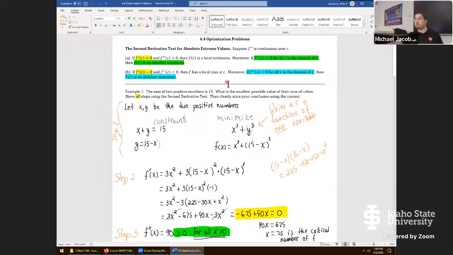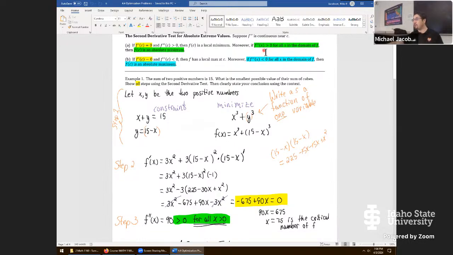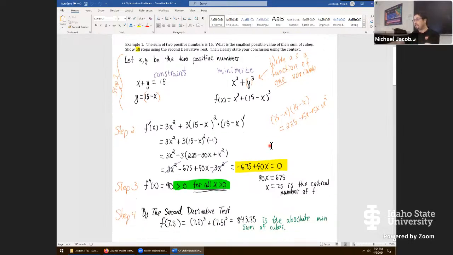So in section 4.4, one thing that we mentioned is we are making adjustments to the second derivative test and the first derivative test. The adjustments I've highlighted in green and blue. If we can find that the second derivative is always positive, which we did write down here, then we can conclude that f at the critical number would be an absolute minimum. And that's what we did right here.